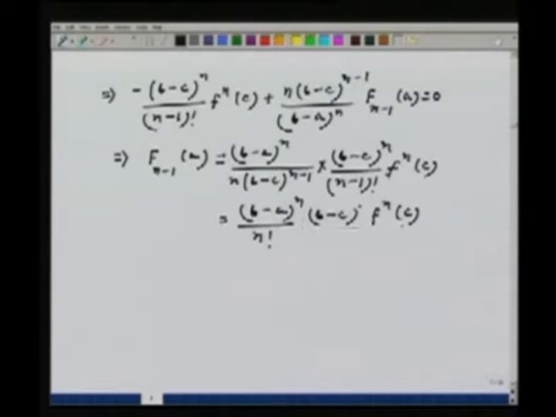Now I just write down the definition of F_{n-1} at a, which is equal to the last term of the Taylor series. That proves Taylor's theorem. Now we address another issue. It is the convergence problem.